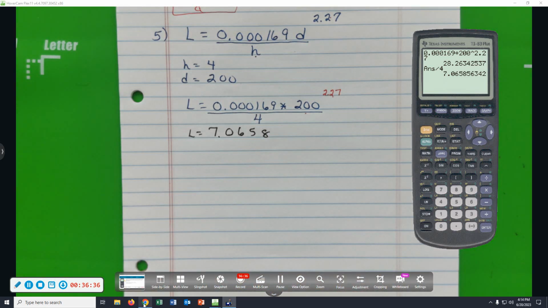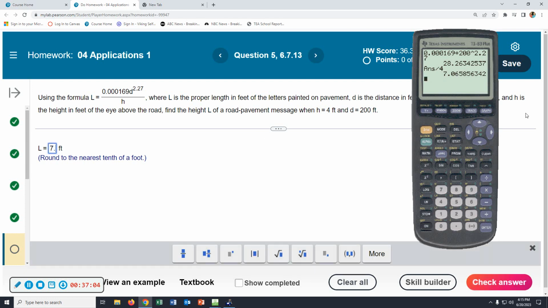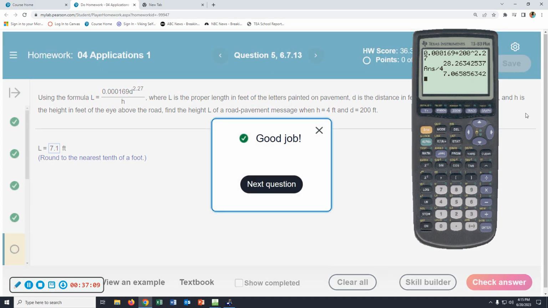How are we told to round it? Probably just to integer. Oh no, round to the nearest tenth of a foot. Tenth of a foot would be 1 digit after the decimal point. So are we going to leave it as 7.0 or make it 7.1? Well, since the digit after the 0 is a 6, we're going to round it up to 7.1. Okay?